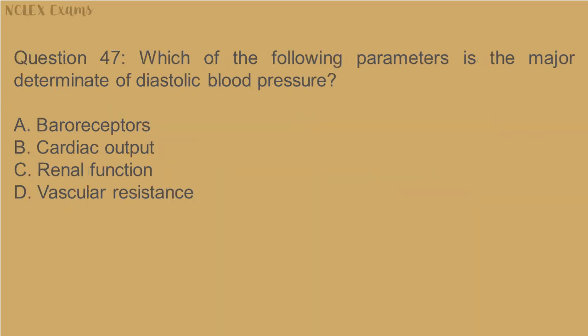Question 47. Which of the following parameters is the major determinant of diastolic blood pressure? A. Receptors. B. Cardiac output. C. Renal function. D. Vascular resistance.